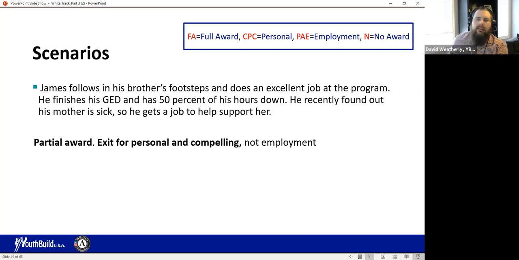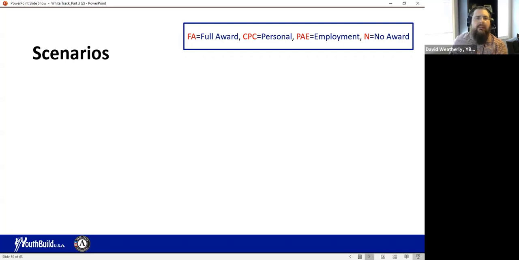And again, let's make sure we document this properly. In this case, we would want some evidence or third-party proof of his mother being sick. So we would ask for a doctor's note. Now, let us continue along. You are doing rather well.